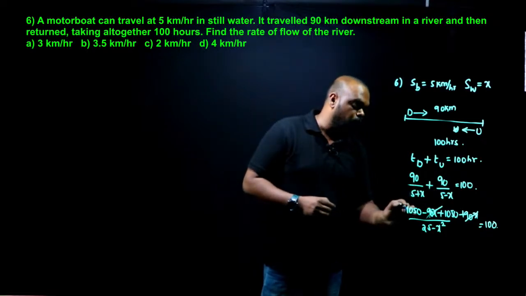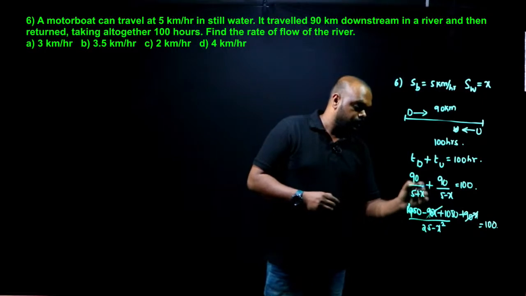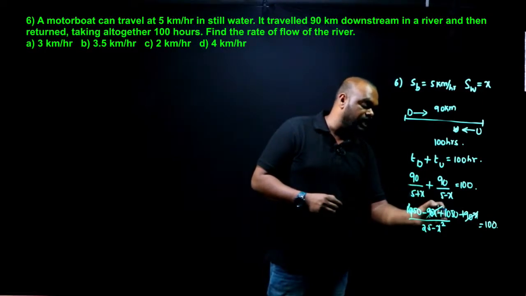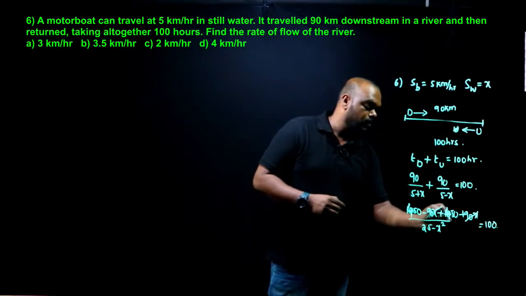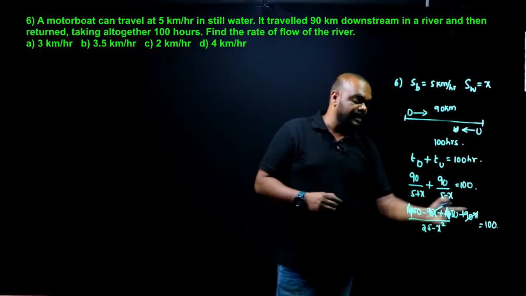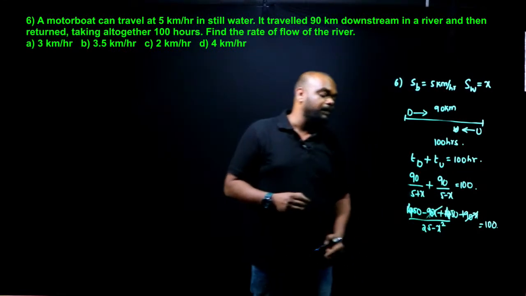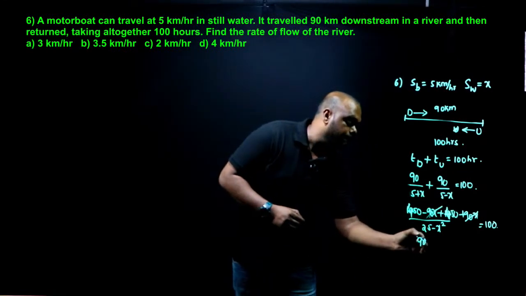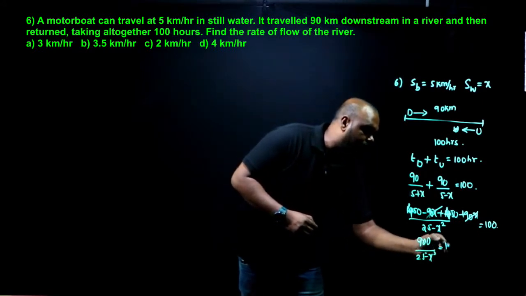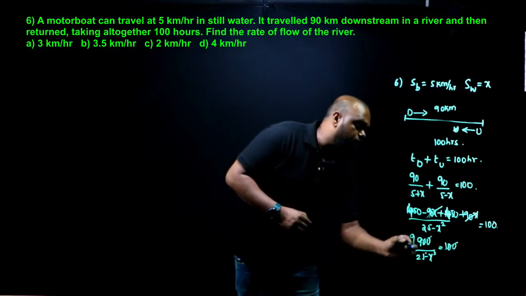90 into 5 is 450. Now, 90 into minus x, minus 90x. 90 into 5 again 450. 90 into plus x, plus 90x. This gets cancelled. 450 plus 450 is 900. 900 by 25 minus x square equal to 100. 100 into 1, 100 into 9.